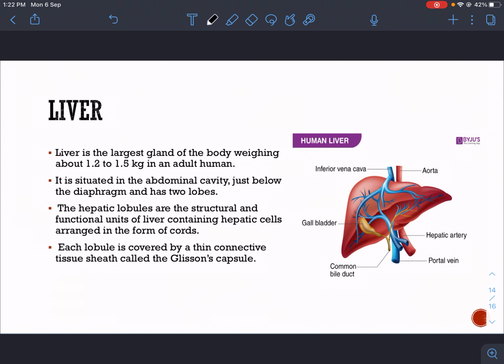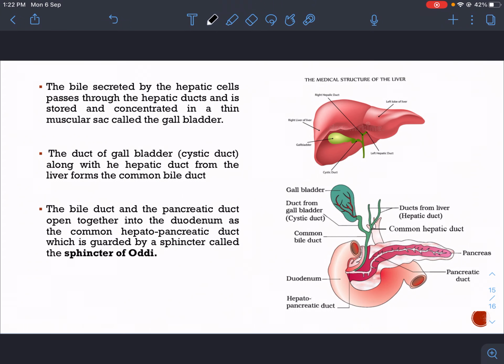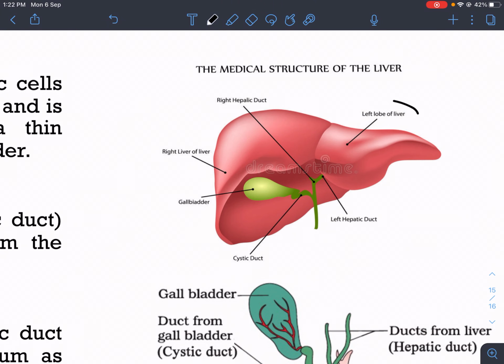The next organ is the liver. The liver is the largest gland of the body, weighing approximately 1.2 to 1.5 kg in an adult human. It is situated in the abdominal cavity just below the diaphragm and has 2 lobes, the left lobe and the right lobe.